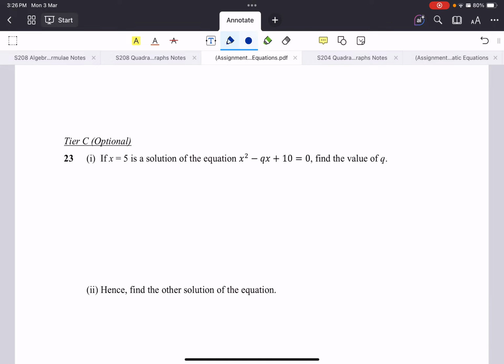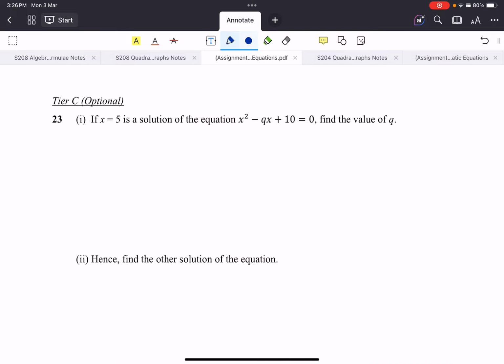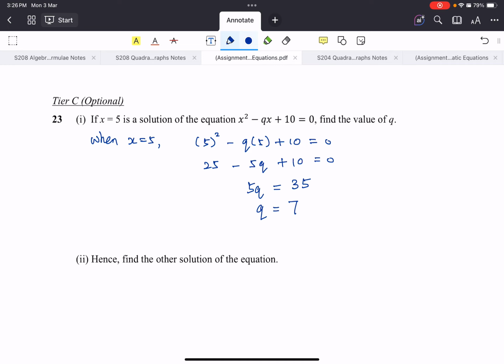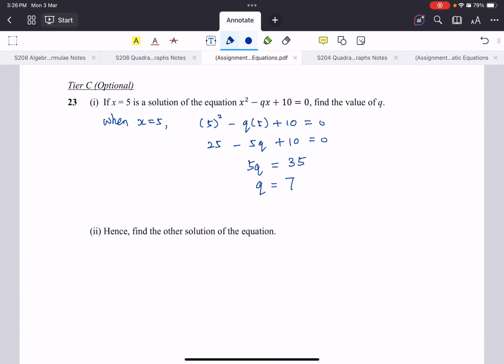Okay, next one. Now, if x equals 5 is a solution to the equation, find the value of q. We just need to substitute x equals 5. Let's see what happens. We have 5 squared minus 5q plus 10 equals 0. That gives us 25 minus 5q plus 10 equals 0. 5q equals 35. q equals 7. All good, right?